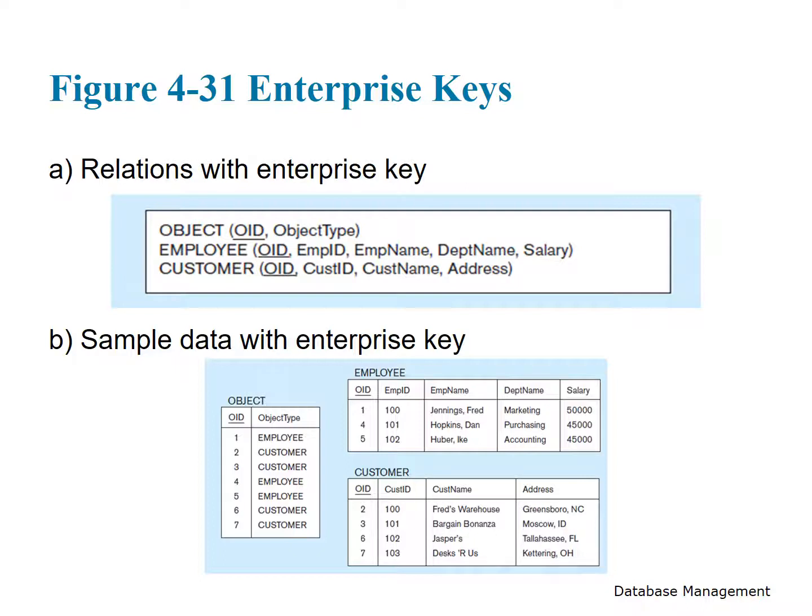We studied carefully the combining of relations, and also there are some problems, such as synonyms, homonyms, transitive dependency, and supertype subtype relationships. In addition, before relations are defined to the database management system, all primary keys should be described as single-attribute nonintelligent keys and preferably as enterprise keys.